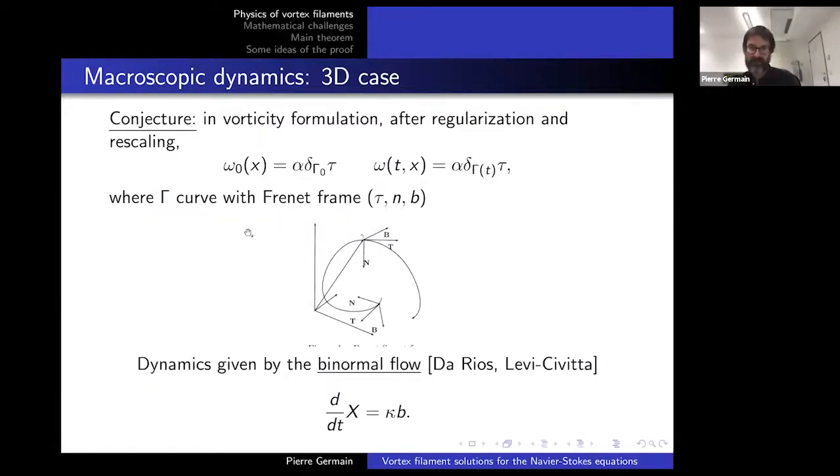Okay, so that's the conjecture in 3D, and there is little rigorous mathematics to support it. It seems difficult for the time being to prove this, but this is the expectation. And so the binormal flow is a beautiful geometric evolution problem. For instance, circles are solitons for the binormal flow, and the binormal flow is equivalent to the cubic NLS equation through a certain transformation. It has a lot of beautiful properties.